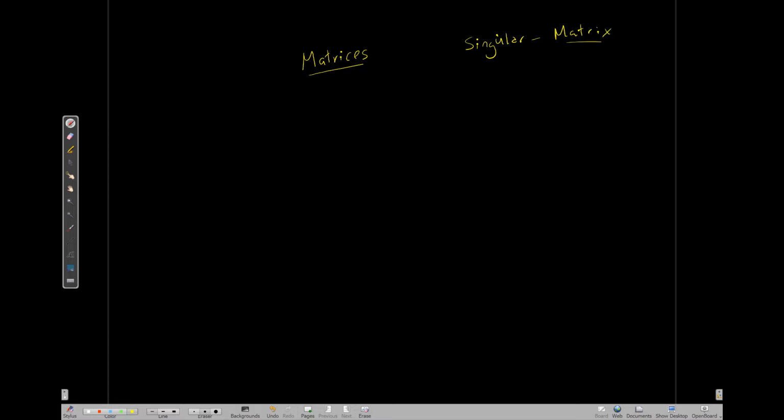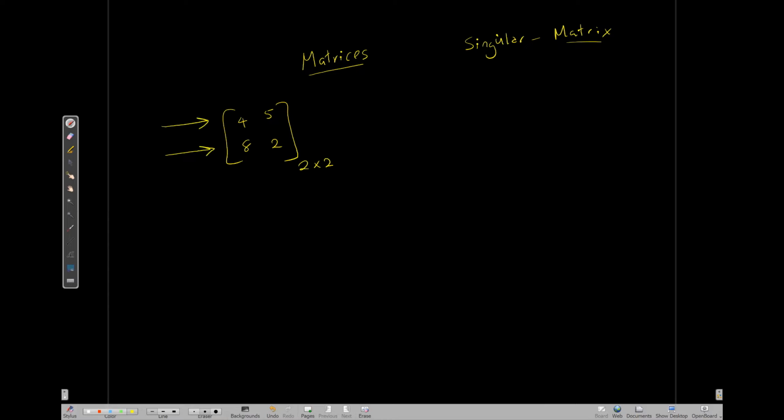First of all, what is a matrix? Matrix is a data entry like this. And this is a 2 by 2 matrix. Now what do I mean by 2 by 2?